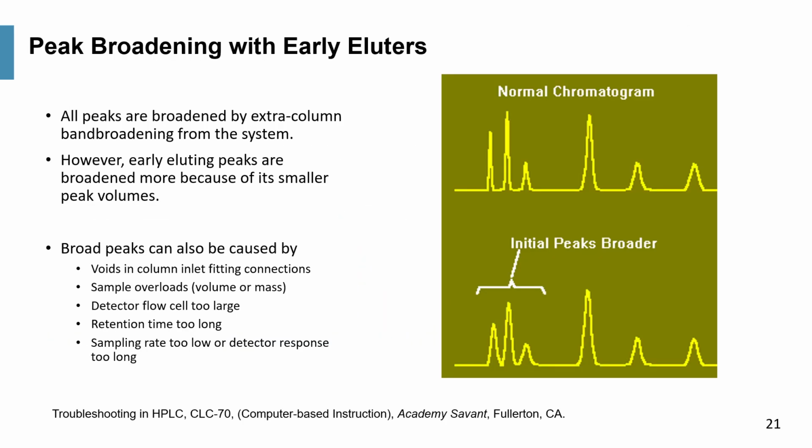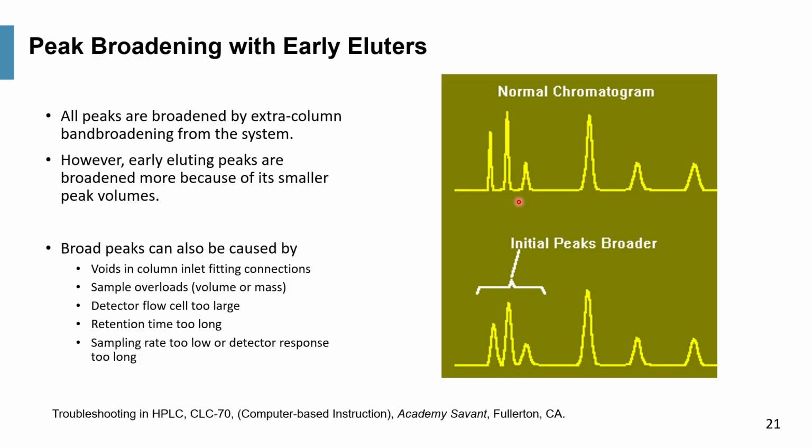Okay, here we have a situation where peak broadening is occurring mostly with the early eluted portion of the gradient sample. You can see in a normal chromatogram, it looks like that, with the band broadening you expect under isocratic condition, right? In the lower graph, you can see that the initial peaks are getting broader, right?